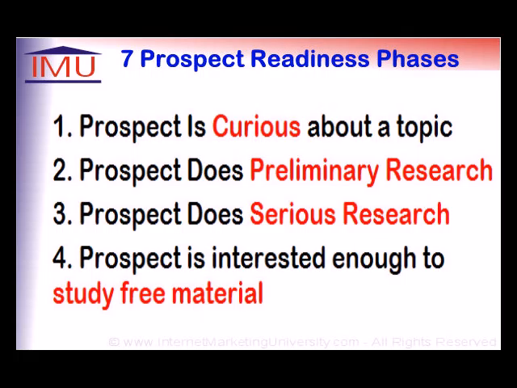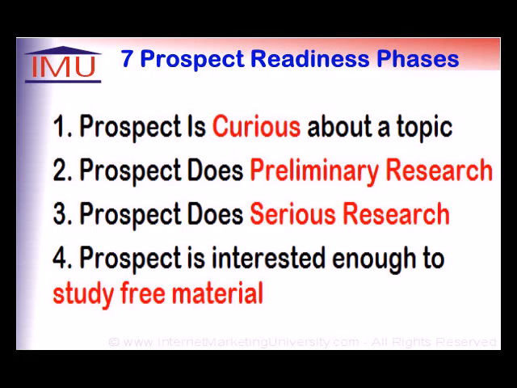The fourth prospect readiness phase is that the prospect is interested enough to study free material. So they've been to all the sites, and they found a few free courses that people are offering. It might be your free course, but it could be someone else's free course that they're studying. They're committed enough to now cough up their email address to sign up to get the free course. They're signing up for the free material with the intention of studying it.